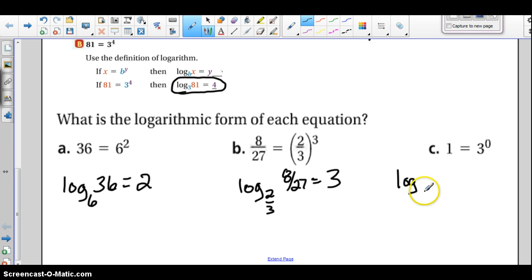Our base is 3, our value is 1, and it's always equal to the exponent of 0.